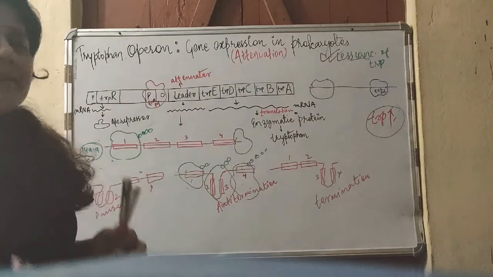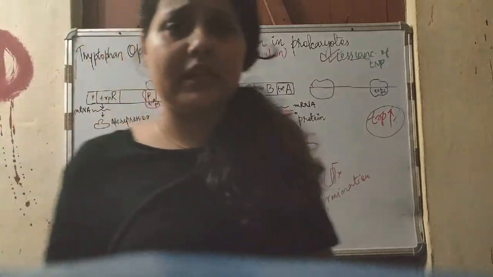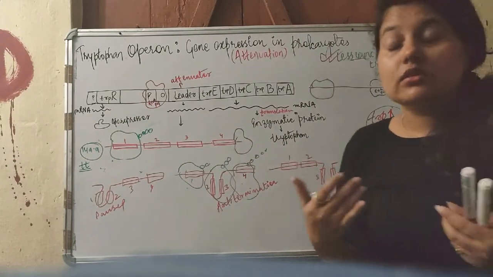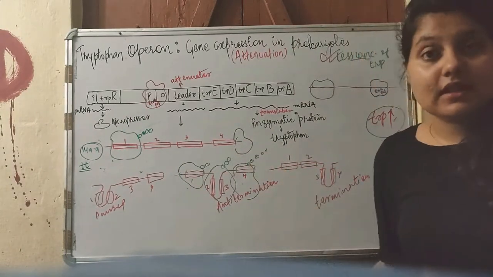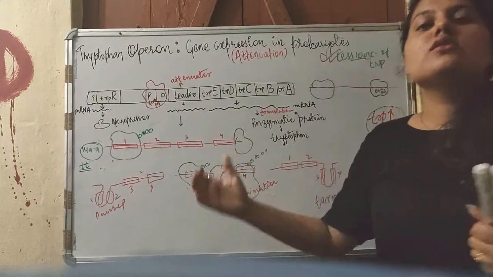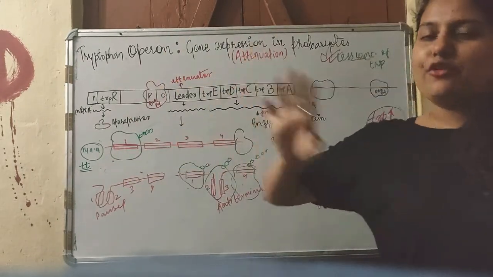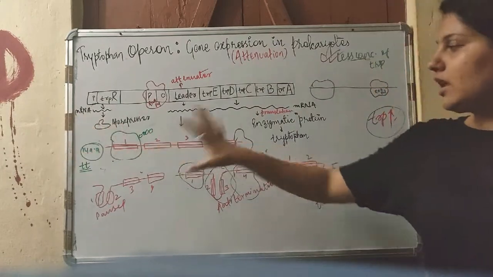synthesis, now what happens? The cell does not need excess of anything, right? Excess of synthesis of this very polypeptide is not required by the cell. So what it does, it wants the process to be halted because excess of energy is getting wasted. I don't need this much of thing, so let's halt the process.